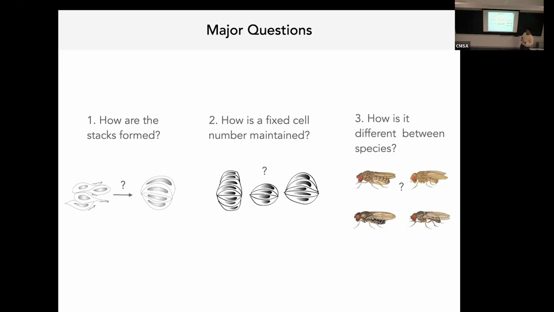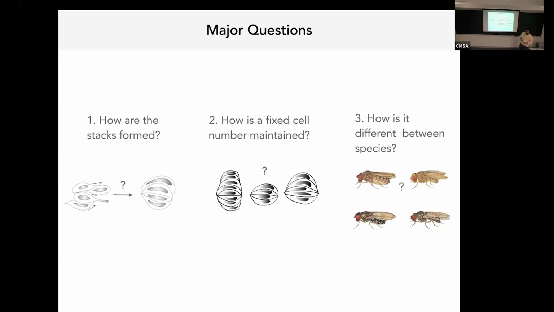The second question we asked, which I'm going to address in the talk, is how is this fixed cell number maintained? Why don't we see stacks of different sizes? Why do we see stacks only of one size? And how are these sizes different between different species? This is work in progress, but we are attempting to understand these 3 basic questions.